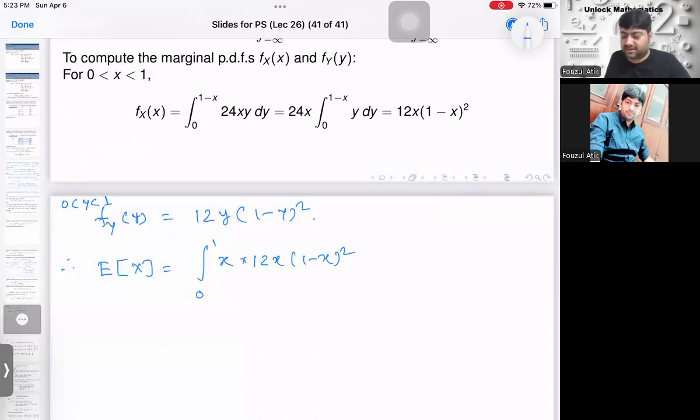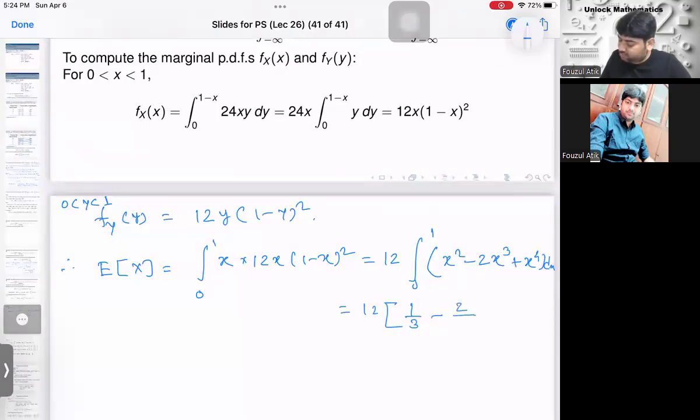And again, if we simplify it, we can easily see that this value is 12 into, after doing the integration, x square into 1 minus this. Okay, I'll do one more line. So 12 I'll take it out, into integral 0 to 1 of x square into 1 minus x square, so x square minus 2x cube plus x to the power 4, into dx. It is 12 into integration. After doing the integration, the result will be 1 by 3 minus 2 by 4 plus 1 by 5. And after simplifying, we get this value is actually 2 by 5.